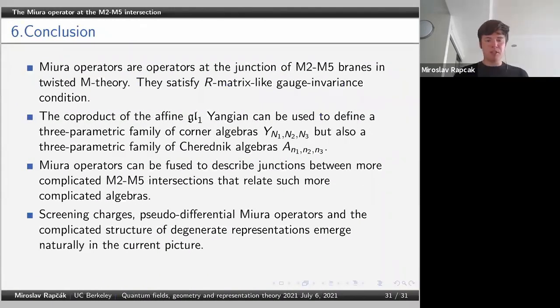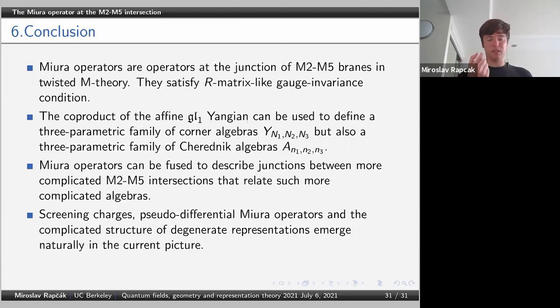Okay, so let me finish with the conclusion. Today I told you that the Miura operators are operators that can be given an interpretation of an operator living at a junction of M2 and M5 brane in twisted M theory. They satisfy these R matrix-like gauge invariance conditions. And the coproduct of the affine Yangian of GL1 can be used to define a free-parametric family of corner vertex operator algebras that I denote as Y_{N1,N2,N3}, but also a free-parametric family of Cherednik algebras, A_{N1,N2,N3}. Furthermore, the Miura operators can be fused together to describe junctions between more complicated M2 and M5 intersections, and they relate those more complicated algebras.